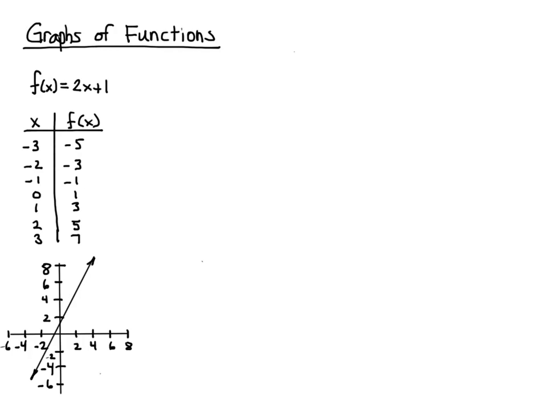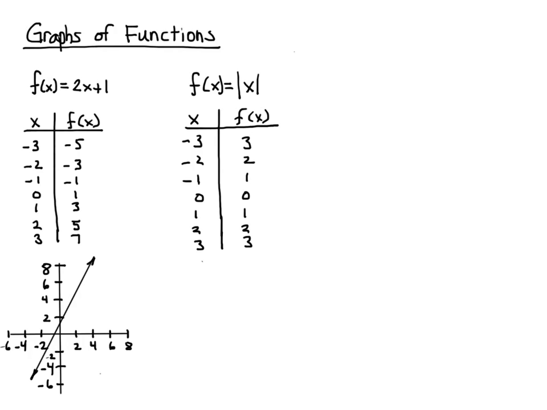Okay. So if I do this now with my absolute value function, and I make my table, I have negative 3 equals 3, negative 2 equals 2, negative 1 equals 1, 0 equals 0, and then 1 equals 1, 2 equals 2, and 3 equals 3. So when I make my drawing, it's going to look like this.